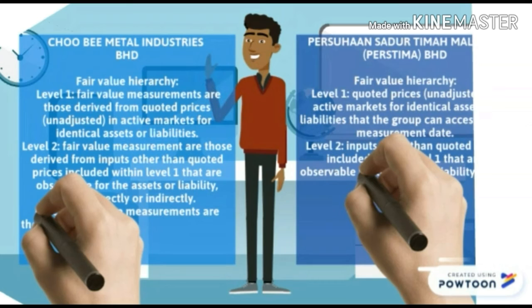Peristiwa Berhad Fair Value Hierarchy. Level 1, quoted prices in active market for identical asset or liability that the group can access at the measurement date. Level 2, inputs other than quoted prices included within level 1 that are observable for the assets or liability, either directly or indirectly. Level 3, unobservable inputs for the assets or liability.